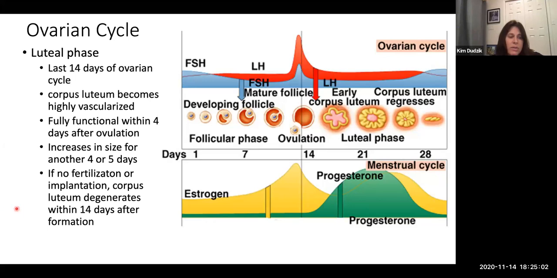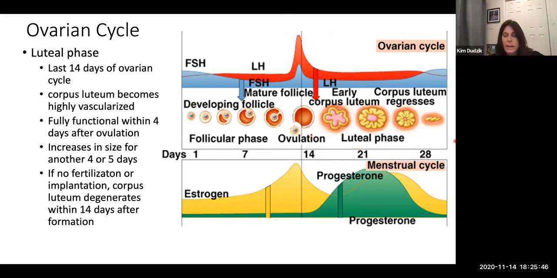But then if there's no fertilization that occurs, let me move my picture here. If no fertilization occurs, then the corpus luteum will just degenerate. Okay, after 14 days of formation. And then if that degenerates, you can see that progesterone really declines. That takes the negative feedback off of the hypothalamus and the anterior pituitary gland, and we start all over with our ovarian cycle. So FSH rises, and so new primary oocytes begin to develop with the primary follicles, and so on and so forth. It happens all over again.